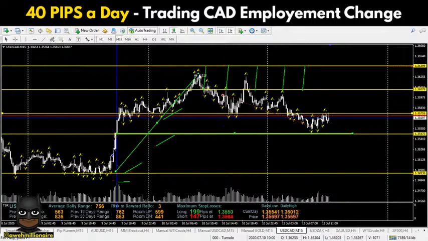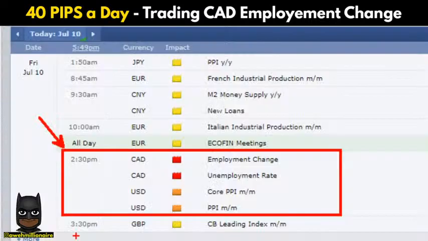Now, this is also important because this move, the testing of the supply zone, happened just before high impact news was released, which was the CAD employment change. If we go to Forex Factory on the 10th of July, we can see that at 2:30 p.m. there was high impact news on CAD: employment change and unemployment rate. This is an indicator telling us that the banks are going to be participating in the market with high probability at this time. And whenever we see high impact news on the economic calendar, this is telling you exactly what currency you need to be trading at that time.